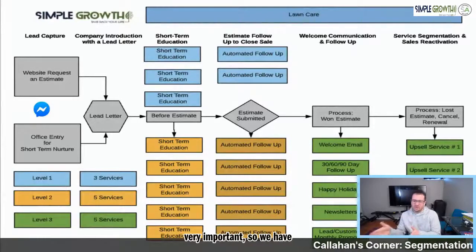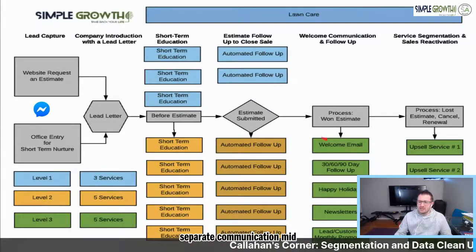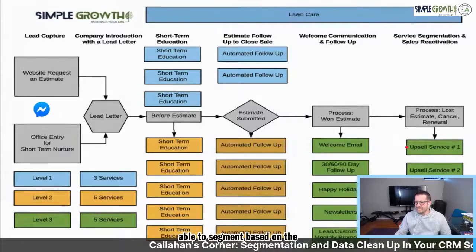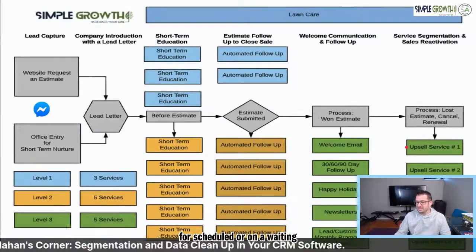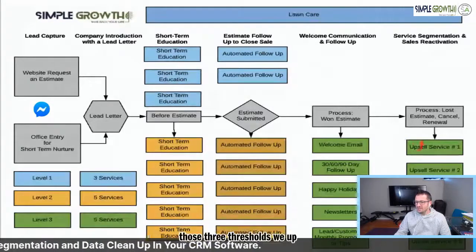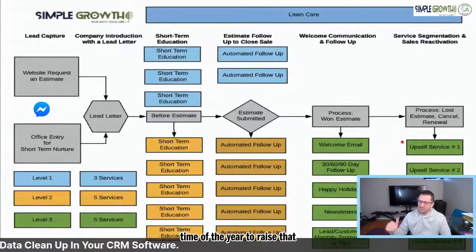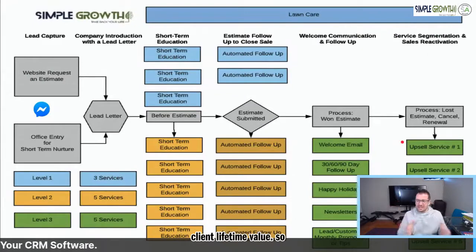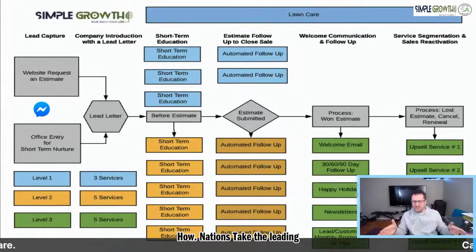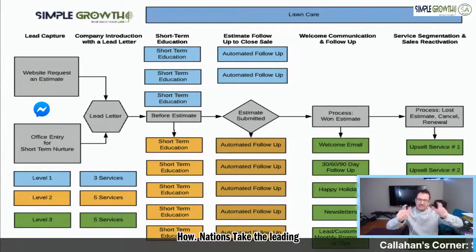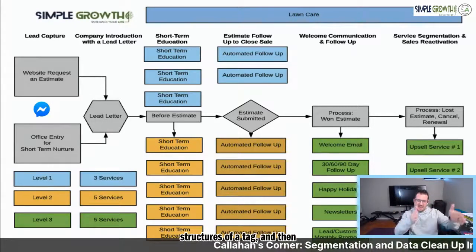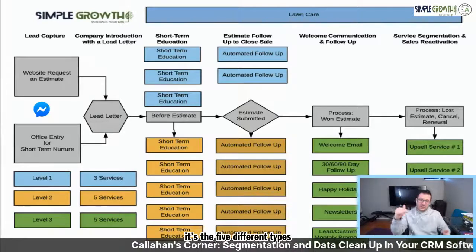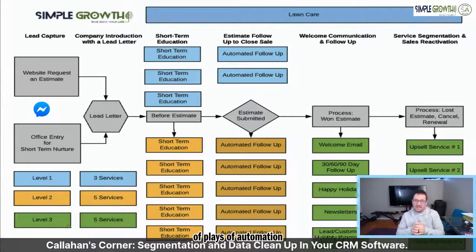So we have separate communication mid-month. And then we want to be able to segment based on the services they have an estimate for, scheduled, or on a waiting list. If they don't meet those 3 thresholds, we upsell them at the appropriate time of the year to raise that client lifetime value. So that's kind of on a high level how our automations take the lead and client segmentation, the 5 structures of a tag, and then the 5 different types of plays of automation campaigns.